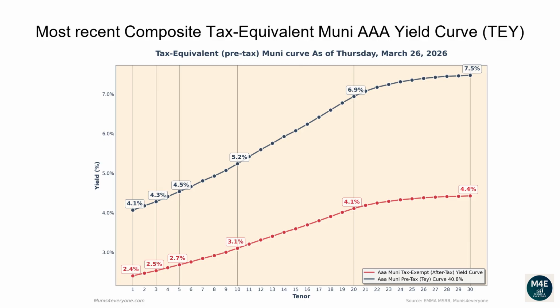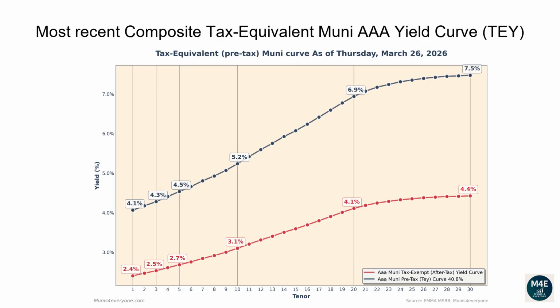Why would you care to see the tax-equivalent version of the Muni yield curve? More on this later. Let's first go over the pre-tax, aka tax-equivalent yield curve. The one-year tax-exempt yield is 2.41%, corresponding to a 4.07% tax-equivalent yield for investors in the top tax bracket.